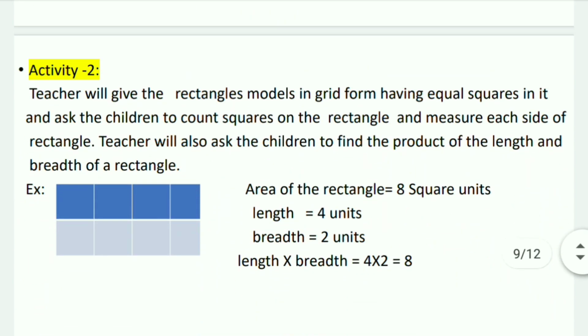Activity 2. Teacher will give rectangle models in grid form having equal squares in them and ask the children to count the squares on the rectangle and measure each side of the rectangle. Teacher will also ask the children to find the product of the length and breadth of a rectangle.